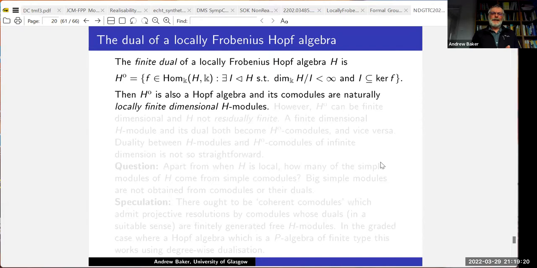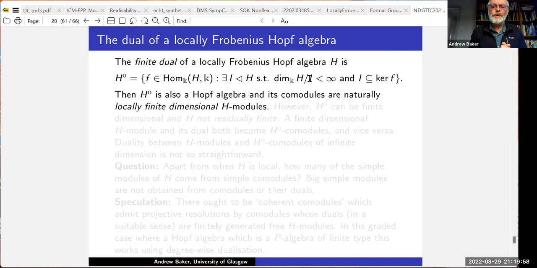So let's think a little bit about what happens if you try to dualize from a locally Frobenius Hopf algebra. Well, the first problem is that dualizing in just the naive sense is probably a bad idea, because you don't get a coalgebra if you do that. What you can do is take this finite dual gadget. And what is that? Well, it's the linear maps from H to the ground field which vanish on some ideal of finite codimension. And it turns out this is a standard construction. I think it's sometimes called the Sweedler dual. This is always a Hopf algebra.